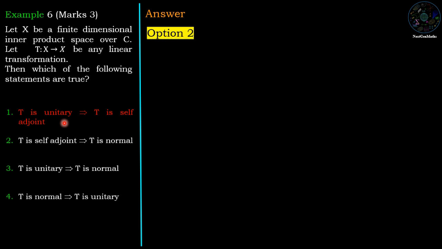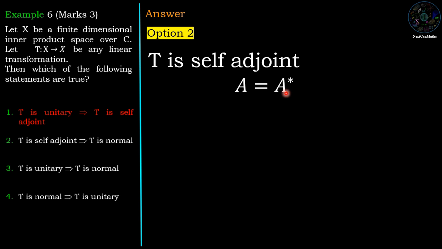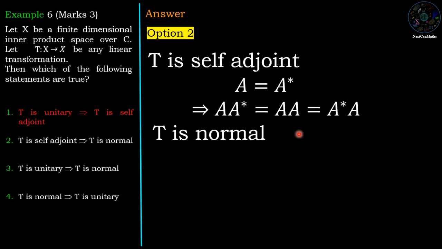Now we are going to check the second option: T is self-adjoint implies T is normal. T is self-adjoint, therefore A equals A star. Therefore A into A star equals A into A, and since A equals A star, this is A star into A. So A into A star is equal to A star into A, which is the condition for a normal matrix. Therefore T is normal. So if T is self-adjoint, then T will be a normal matrix. So option number 2 is correct.